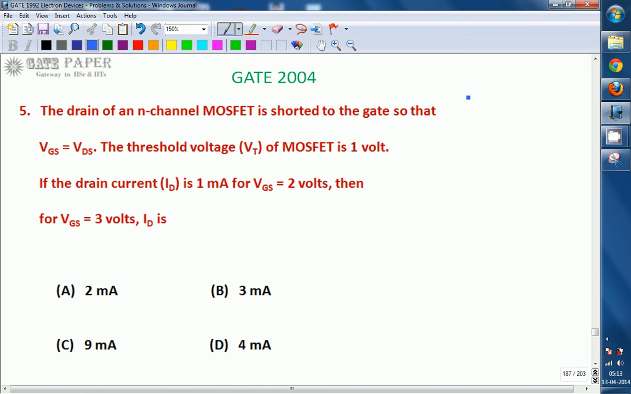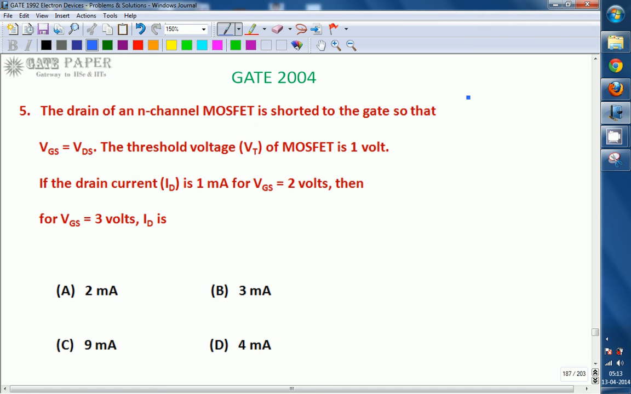Hello, we are discussing the GATE 2004 ECE paper, and this question is related to electronics. The drain of an N-channel MOSFET is shorted to the gate so that VGS is equal to VDS. The threshold voltage of the MOSFET is 1 volt.